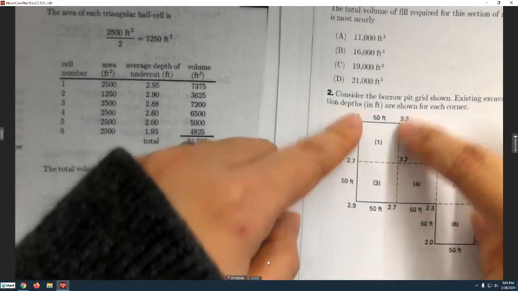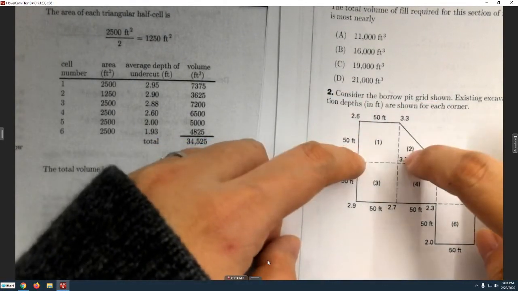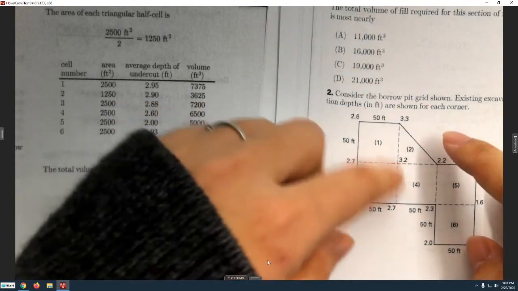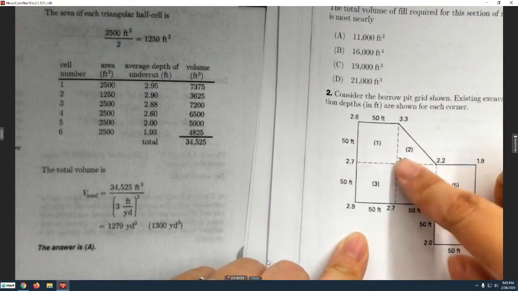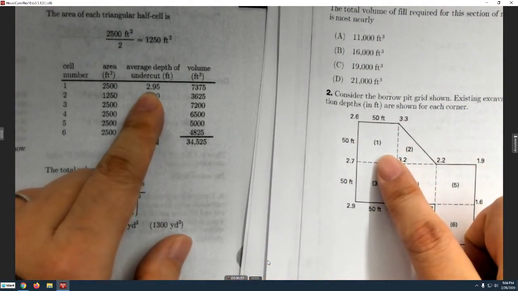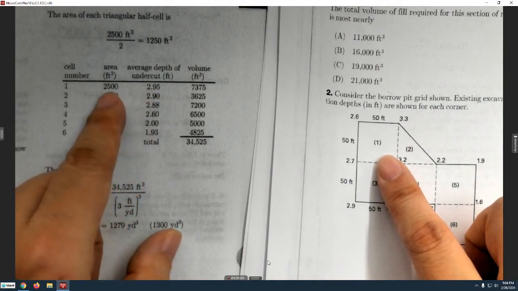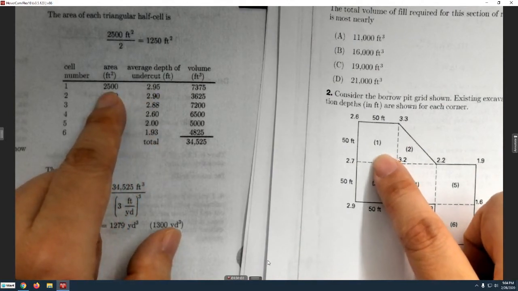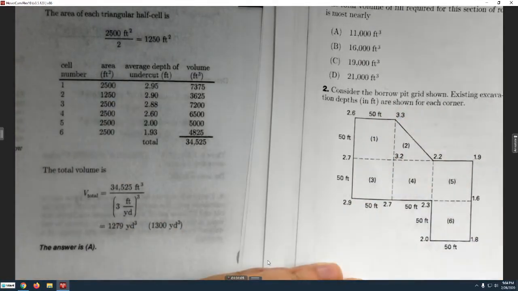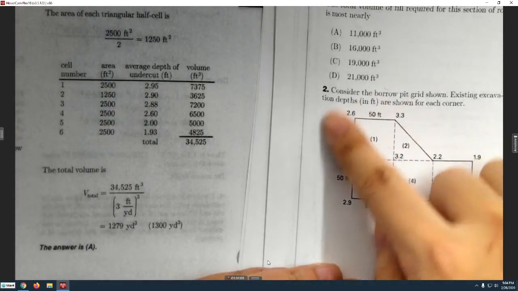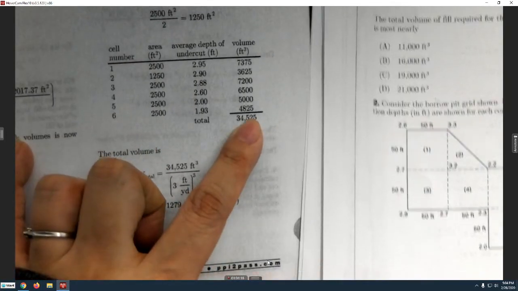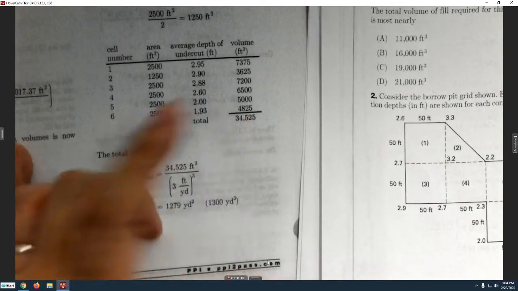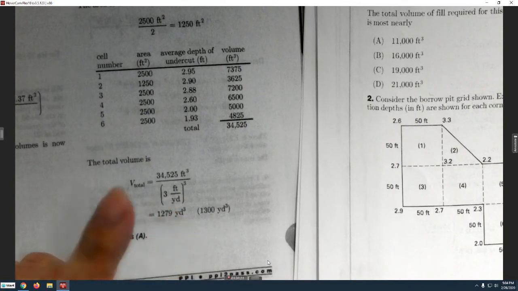For example, cell 1, you have 4 different numbers on the corners. So you basically do the average of these 4. Okay? So the average of the 4 corners. And then for this case, you get 2.95, and you use 2.95 times this one to get a volume. So it's sort of like getting the average depth in this cell. So the total volume, you will calculate it here, and the last step is converting from cubic feet to cubic yards. Okay.